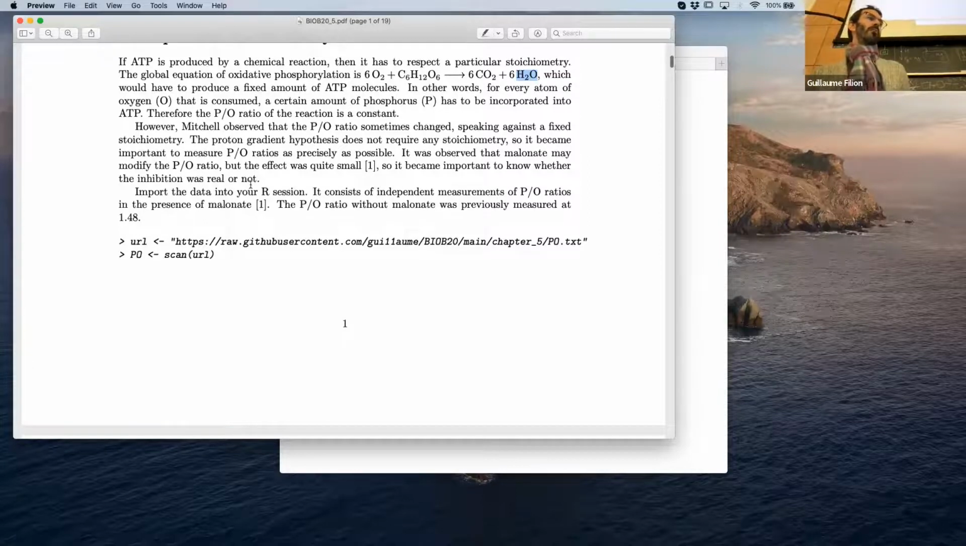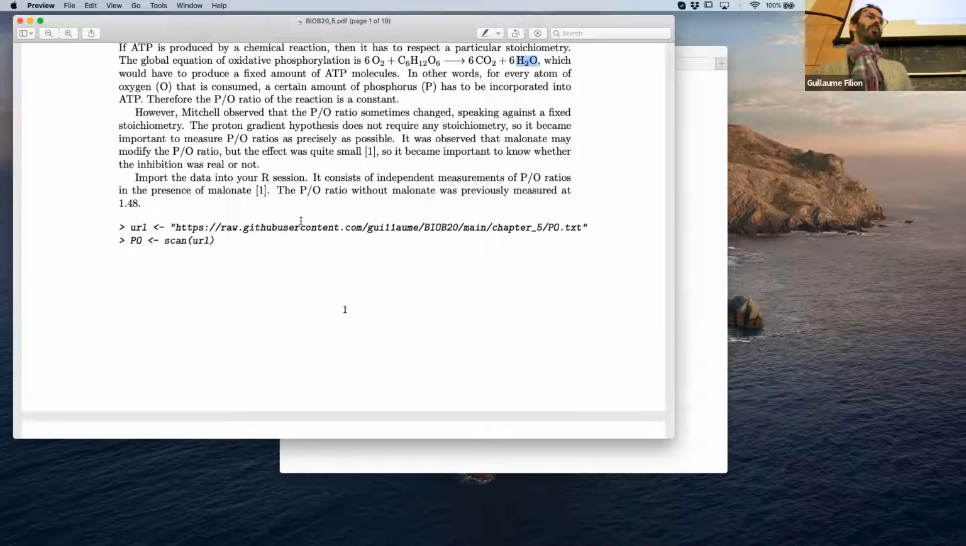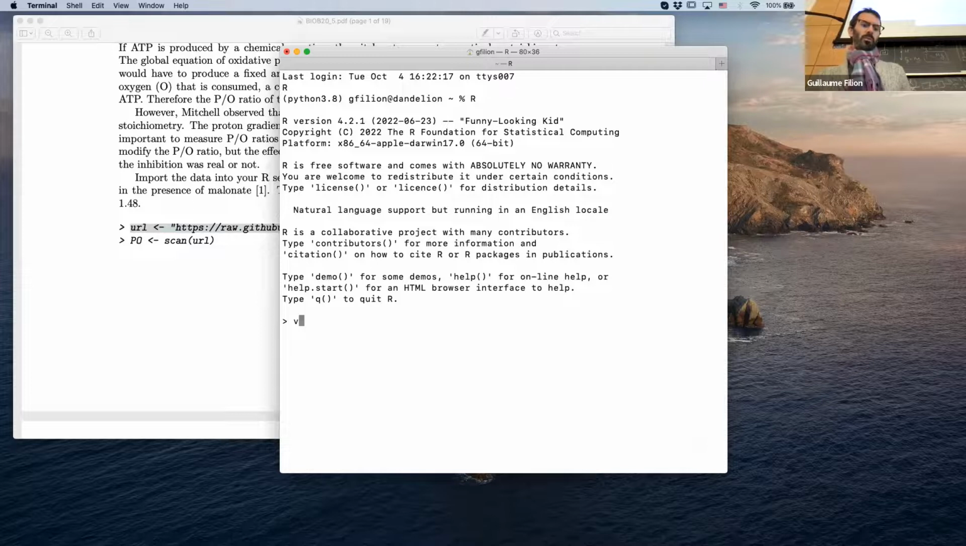So import the data into your R session. It consists of independent measurements of the P/O ratios in the presence of malonate. The P/O ratio without malonate was previously measured at 1.48. So here we go. You know what to do. Copy paste that link, and paste it into your R session.